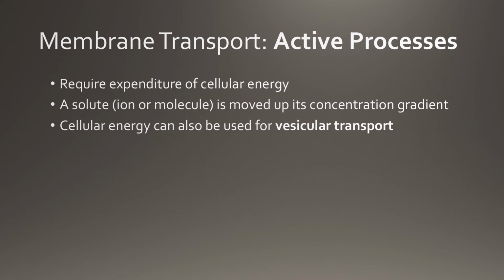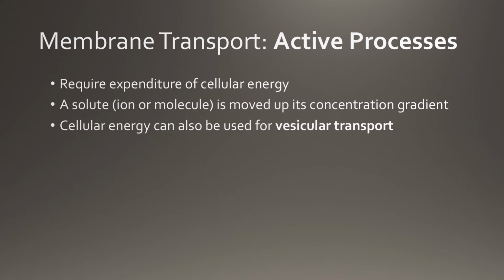Active processes are cellular processes that require the expenditure of cellular energy, usually in the form of ATP, to move substances against their concentration gradient or to transport large molecules or particles across the cell membrane. In active transport, cellular energy is used to move a solute, which is an ion or molecule, up its concentration gradient from an area of lower concentration to an area of higher concentration. This process requires the use of specific transport proteins embedded in the cell membrane.